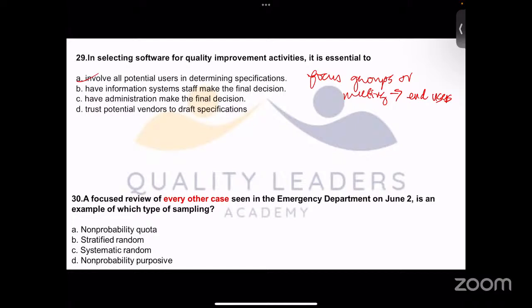Okay. So if I say every other case, that is the keyword here. This means choosing the first case, then you have to skip one. Choosing the third case, then you have to skip one. Then choosing the fifth case, skipping the other one. So what do you call this kind of random sampling? It's called systematic random sampling.